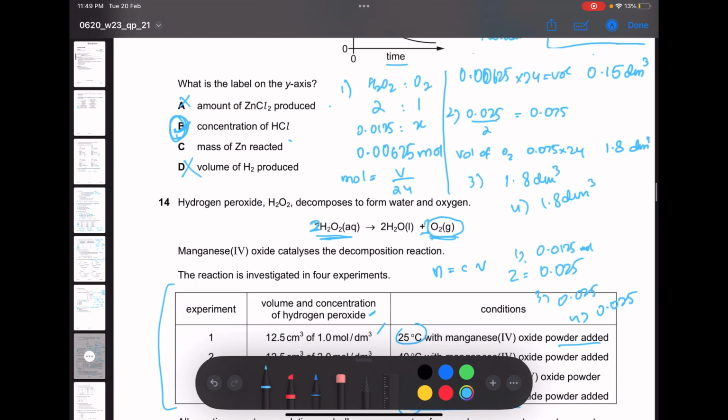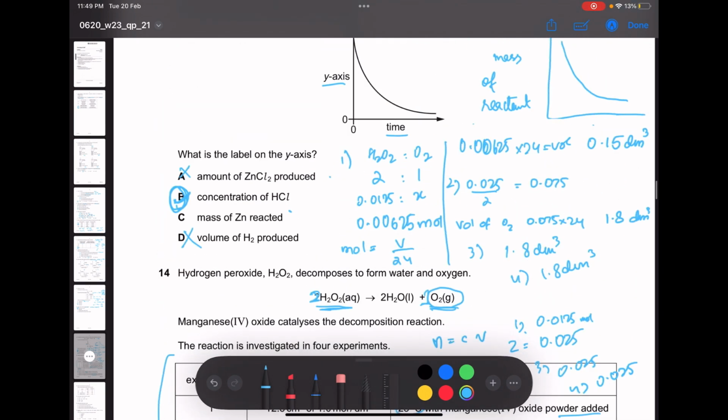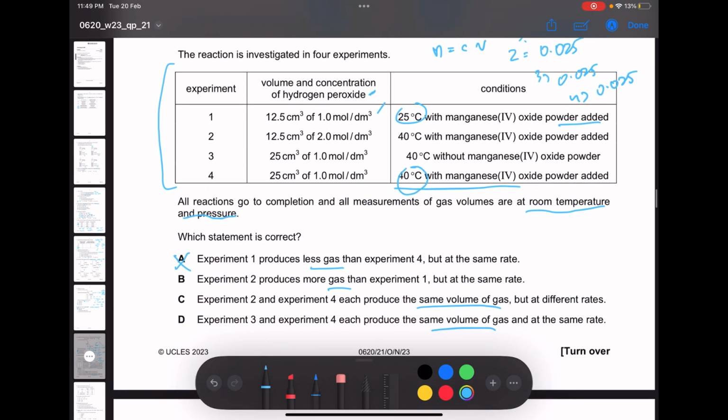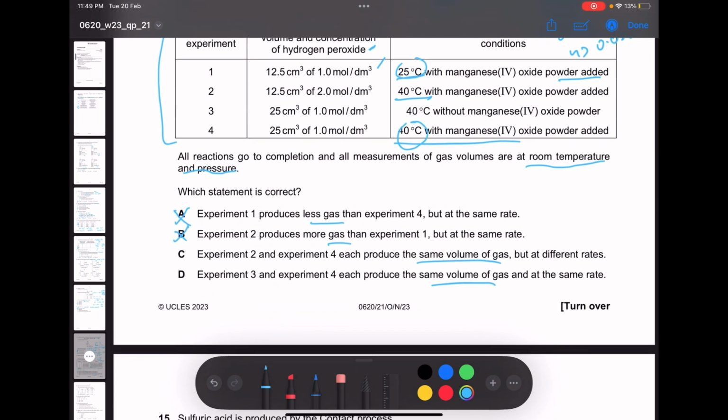In B, 2 produces more gas than 1 but at the same rate. In experiment 2 we have 1.8 and in 1 we have 0.15, so 2 does produce more gas than 1, but at the same rate, they're saying. Again, it's the same difference, 25 degrees and 40 degrees. So no. C: 2 and 4 each produce the same volume of gas but at different rates.